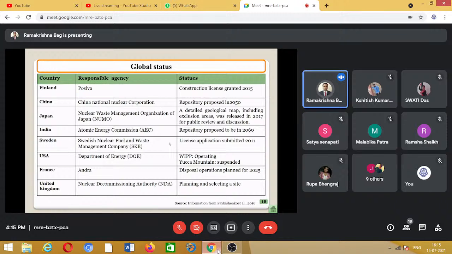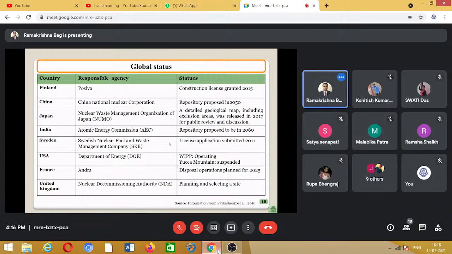In India, it is the Atomic Energy Commission, and the plan is to dispose by 2060. In Sweden, it is taken care of by the Swedish Nuclear Waste Management Company, and the license application was submitted in 2021. Similarly, in the UK, it is in the planning and site selection stage. In the USA, they actually started filling the waste disposal repository with nuclear waste at Yucca Mountain, but there has been some problem and they have stopped it. So you can understand that simply selecting the site itself is very challenging, and then fulfilling all the criteria required. Finally, the regulatory authority is the International Atomic Energy Agency (IAEA), which is based in Geneva.